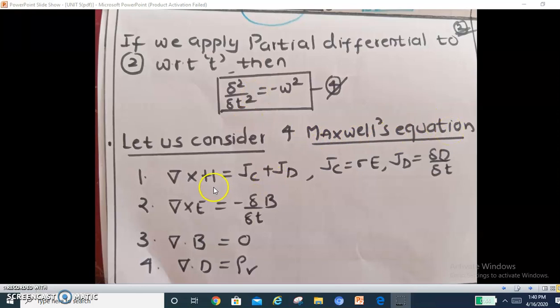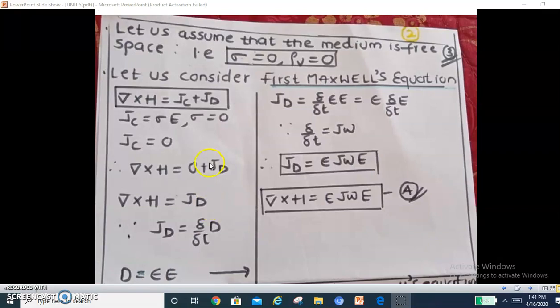As we know the 4 Maxwell equations, I don't want to discuss much about them. So let us begin with the first Maxwell equation. And one more thing I want to tell you is that we are going to take two assumptions, that is conductivity is 0 and the volume charge density is 0. This is because the medium is assumed to be free space. Once you observe it's free space, then you have to apply these two conditions.